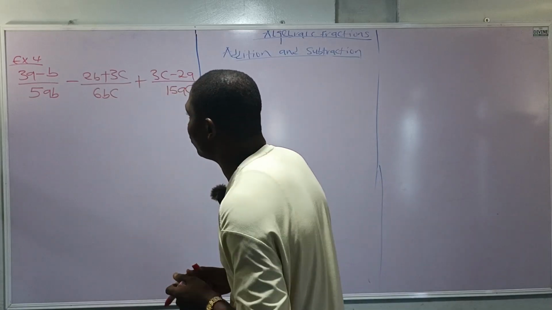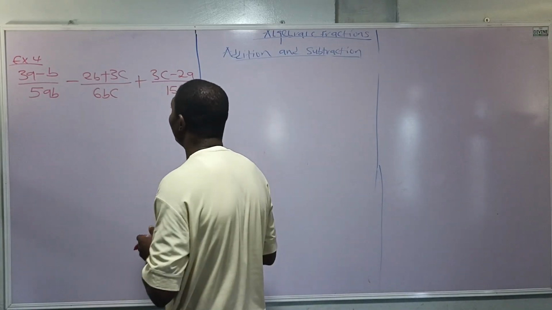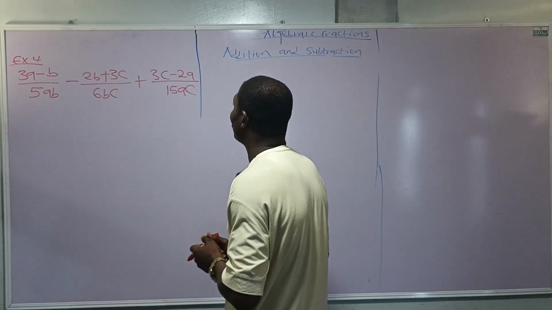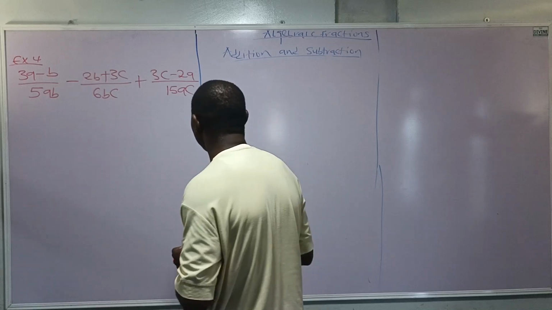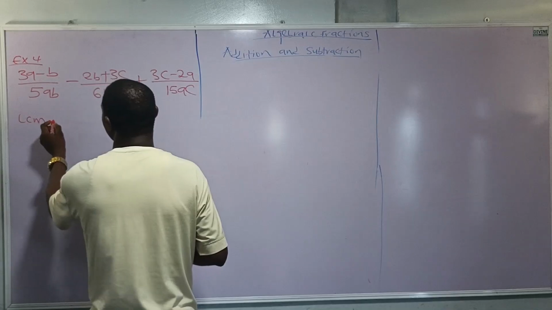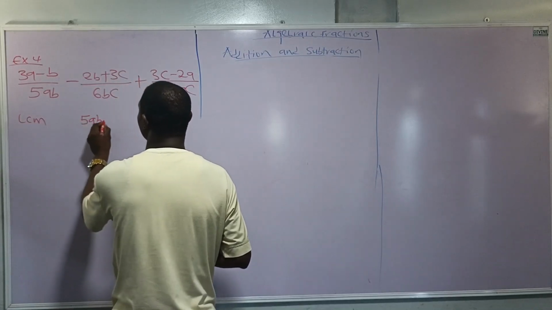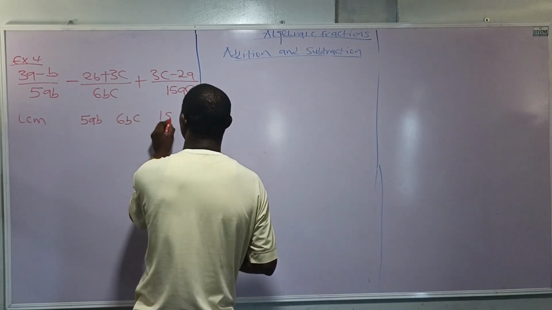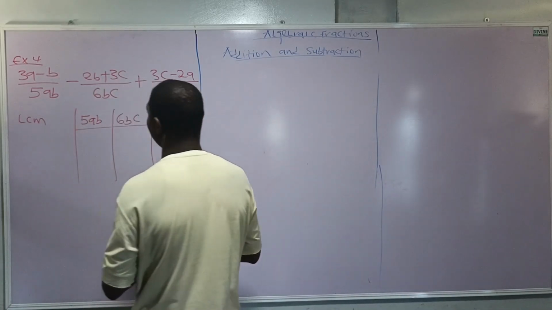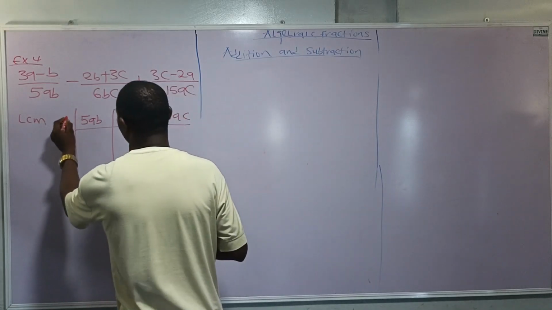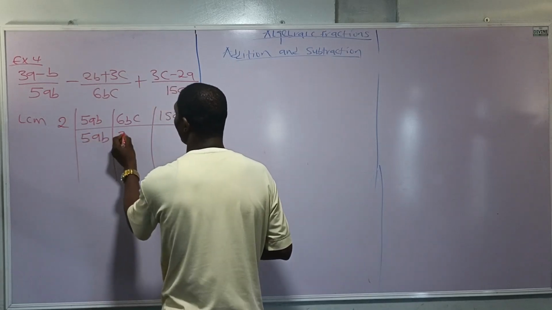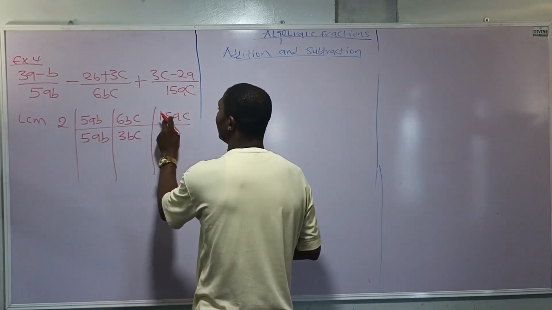We have 3a minus b all over 5ab, minus 2b plus 3c all over 6bc, plus 3c minus 2a all over 15ac. Again, what we must do is to take our LCM. And our LCM is what? 5ab, 6bc, and 15ac. We have to get the LCM of these three different terms. Now I can go with 2 first. 2 into here cannot, I'll have 5ab, and 2 here will give me 3bc. 2 here cannot, I'll have 15ac.